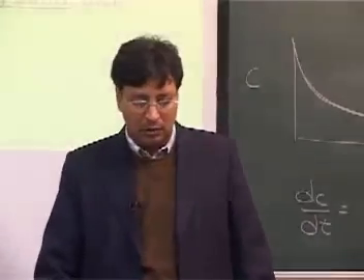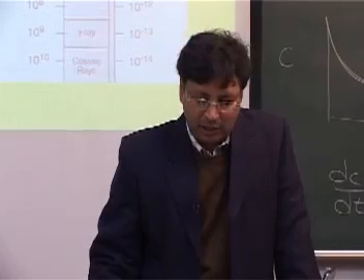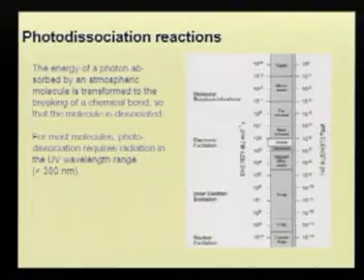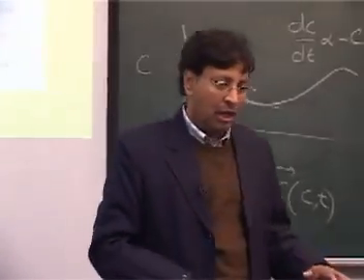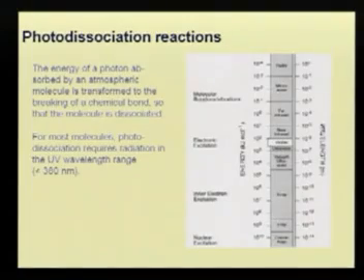So that's the little chemistry we talked about, and now let's go to a real problem with this background. Most of the reactions that we'll discuss will be driven by photodissociation, which is very simple. Photodissociation means you have UV, which is energy, and that is able to break things. In simple terms, the energy of a photon absorbed by an atmospheric molecule is transformed into the breaking of a chemical bond, so that the molecule is dissociated and forms something else. For most molecules, photodissociation requires radiation in the UV range, below 380 nm. The sunlight is stopped in part as UV radiation, but some UV radiation still reaches us, and that is what will trigger many of the reactions. You all know about where the energy issues are and how energy and wavelength are related.